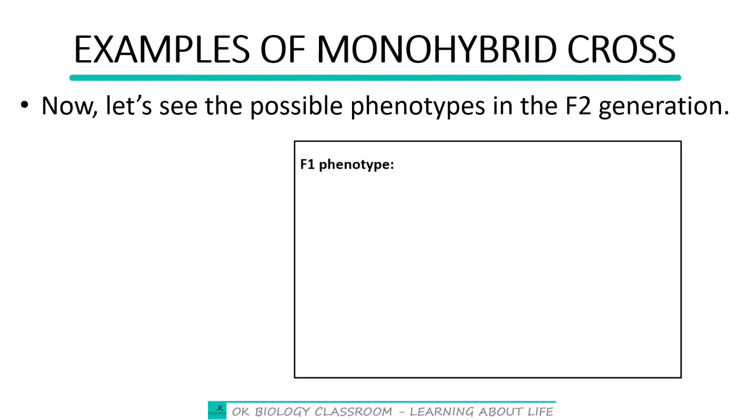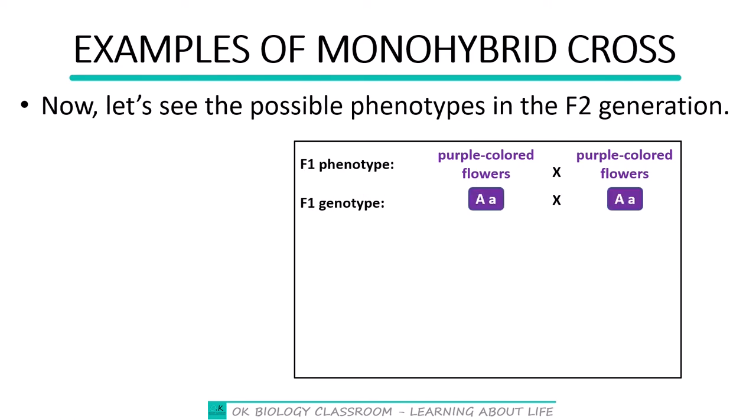So with the F1 phenotype, there are purple colored flowers crossing with purple colored flowers, but remember they are all heterozygous for this trait. So their genotypes would be capital A, small a crossing with capital A, small a. Now let us separate them into their gametes because both wouldn't be chosen. Only one of them will be chosen at a time. So capital A, small a crossing with capital A, small a.